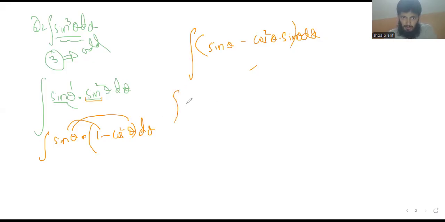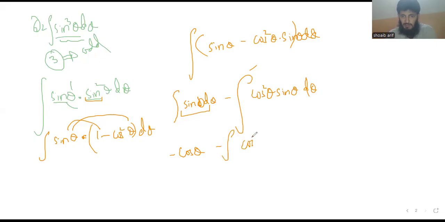So integration of sine theta d theta minus integration of cos square theta sine theta d theta. Okay. So here the integral of sine is equal to minus cos theta. So in this place, minus cos square theta sine theta d theta.